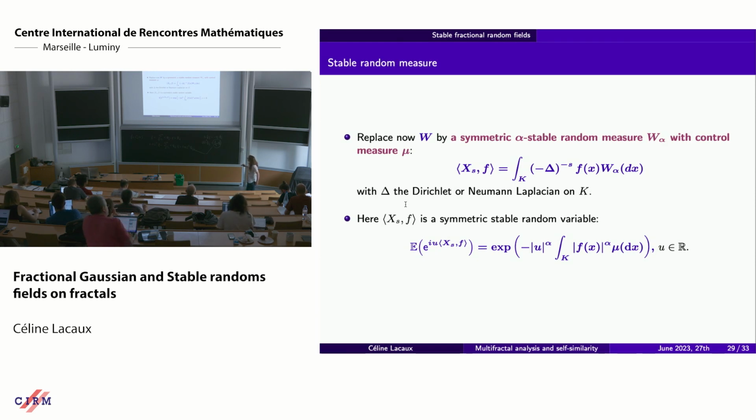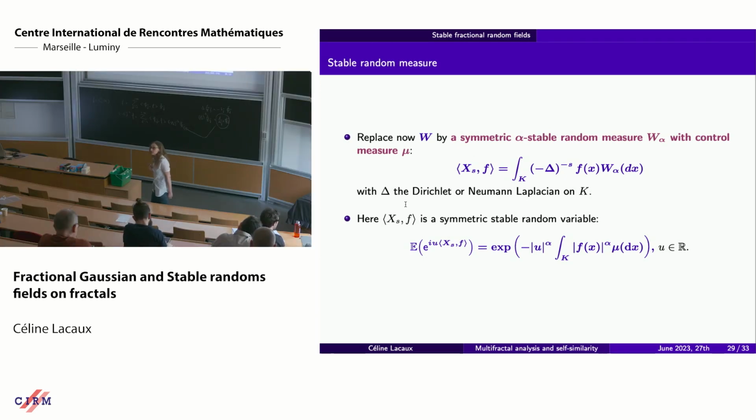So what happens is that the random field X_S applied to F will no longer be a Gaussian variable. It will be a symmetric stable random variable. That means its characteristic function is now given by this. Now its distribution is not characterized by its variance. It's characterized by what is called the scale parameter, which is the norm of F in L alpha. It's not the norm, it's the norm to the power alpha.